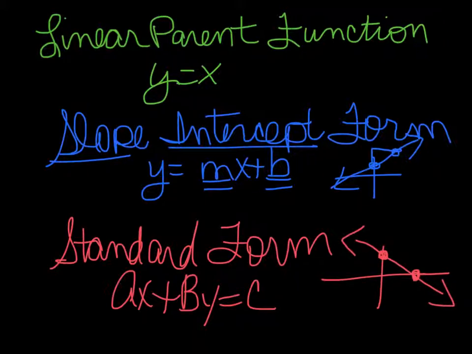Those are the three main things you need to know. The linear parent function is y equals x. Slope-intercept form is y equals mx plus b, where m is the slope and b is the y-intercept. Standard form, ax plus by equals c. If you're going to graph from that, you need to find the intercepts.